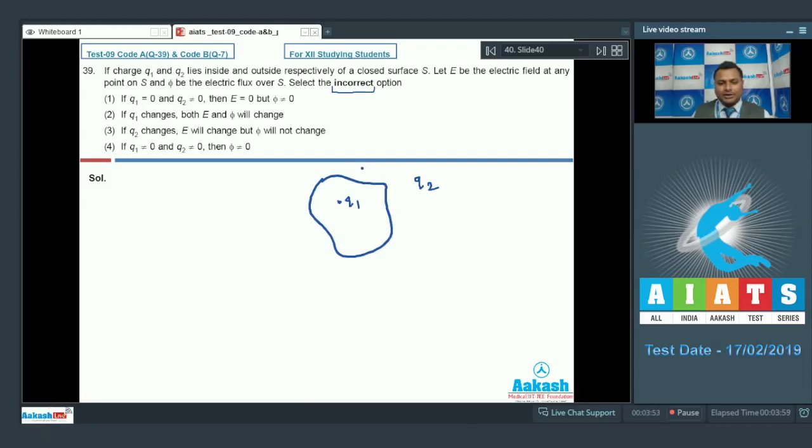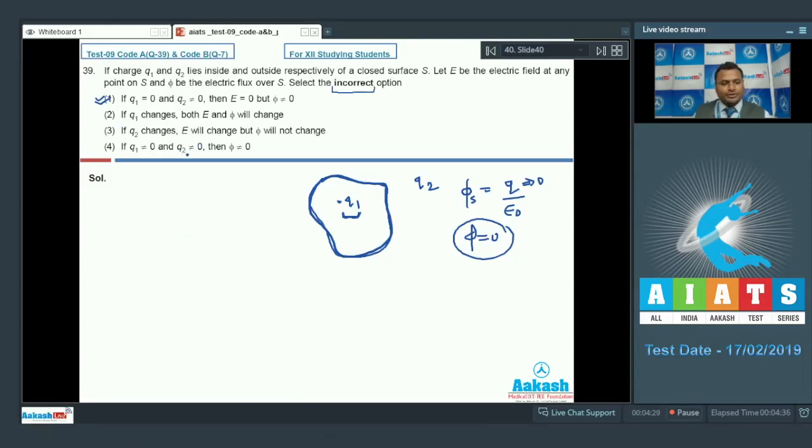will be non-zero. See, if Q1 we take 0, then according to Gauss theorem, the total flux passing through a closed surface S will be given by the total charge enclosed by the surface divided by epsilon naught. Now if Q1 is 0, then the net charge will be 0, and therefore the flux must also be 0. It means we have to pick the incorrect option. So option 1 we can pick here because it is incorrect.